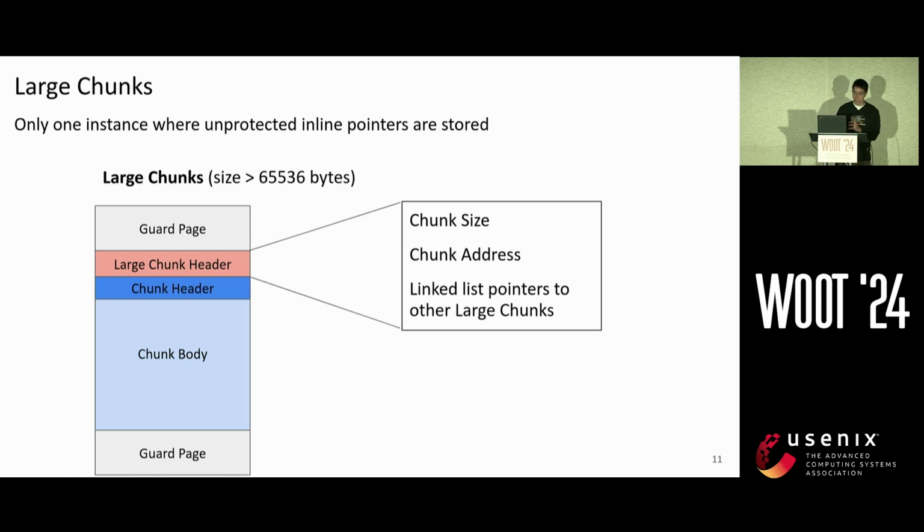This large chunk header is very interesting because it's not signature protected, and it stores pointers. The problem is that it's in a very inaccessible location. It's not on the heap, it's in a separate memory region, and it's surrounded by guard pages, and it's also behind the chunk body. So you need a fairly powerful memory corruption primitive to actually touch this, and we just assume we can corrupt heap memory, so we cannot directly corrupt this large chunk header.